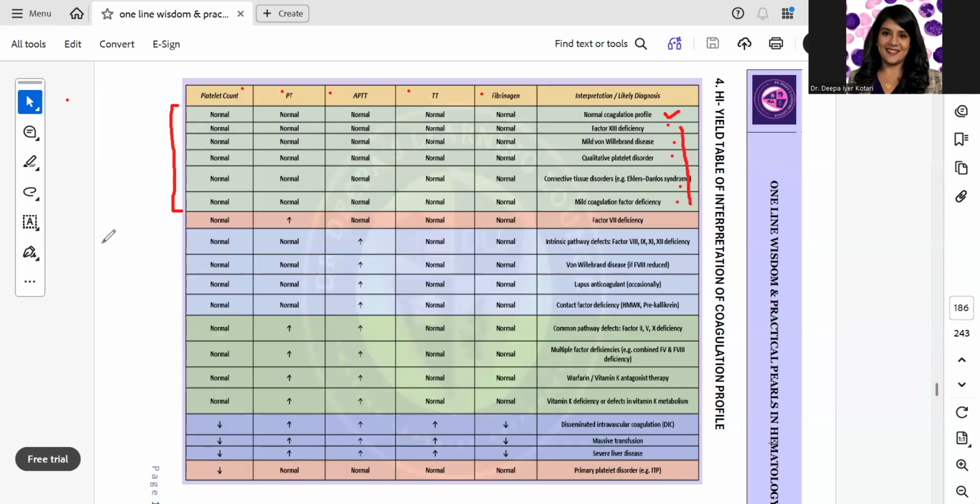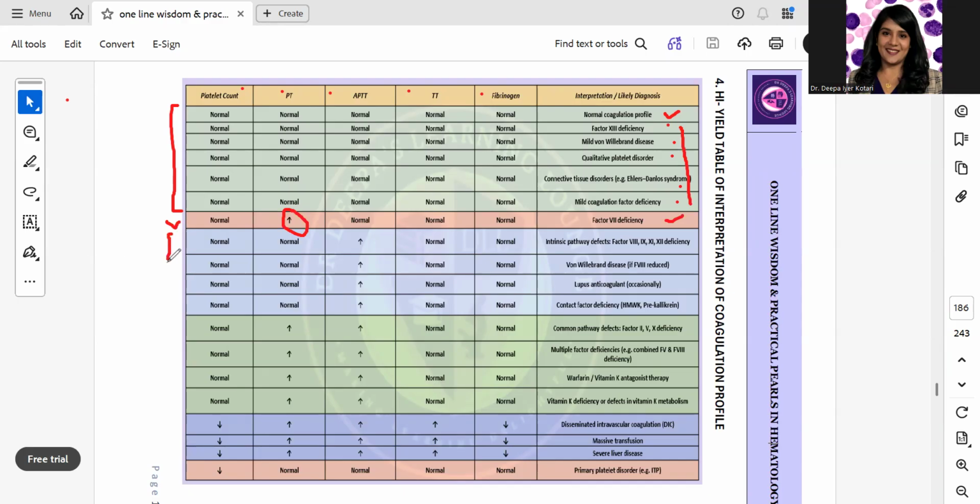Then if you look at the next row, if only isolated PT increase is seen and everything else is normal, then you should think of factor 7 deficiency. That is the likely diagnosis in the patient when only an isolated PT raise is present.